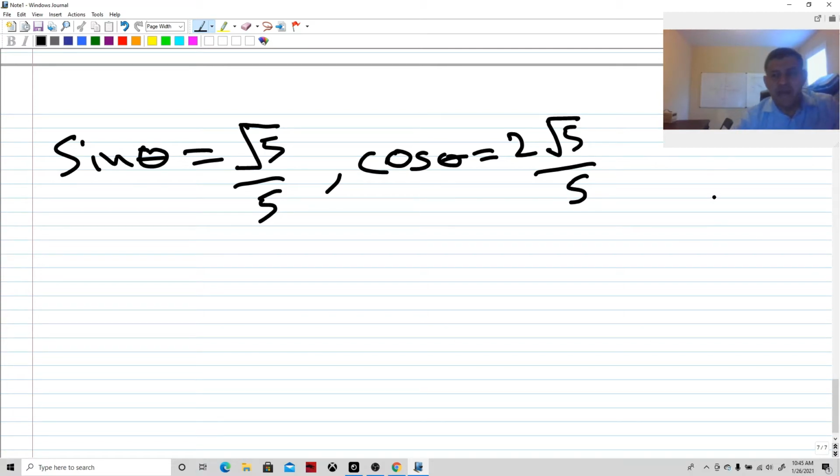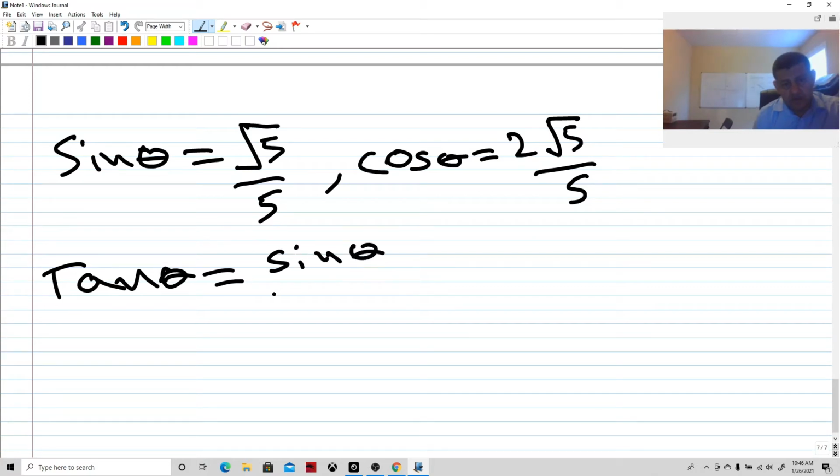So now, based on those two values, we need to find the rest of the functions, right? The next one that follows after this is tangent. So we have to find tangent theta. And we say that tangent of theta is equal to opposite over adjacent, or it's equal to sine over cosine, right?